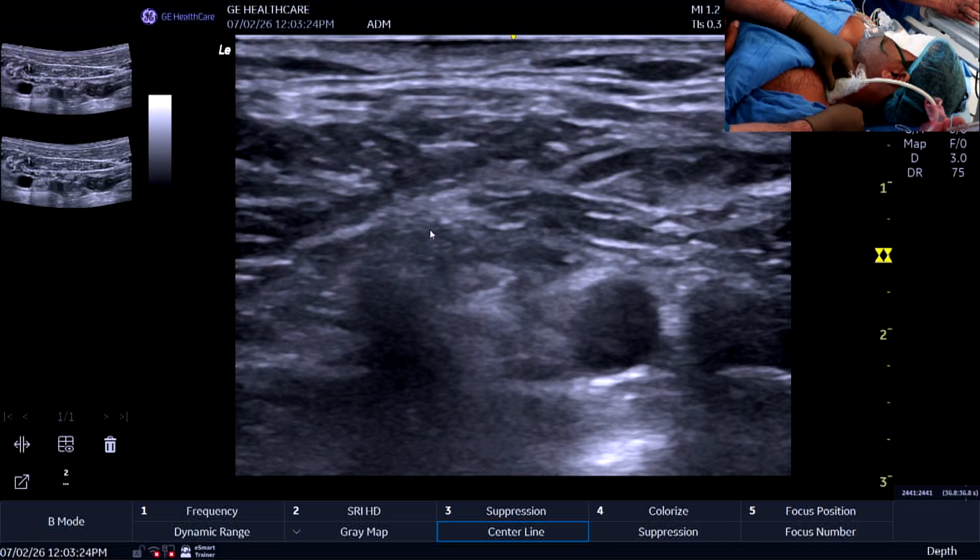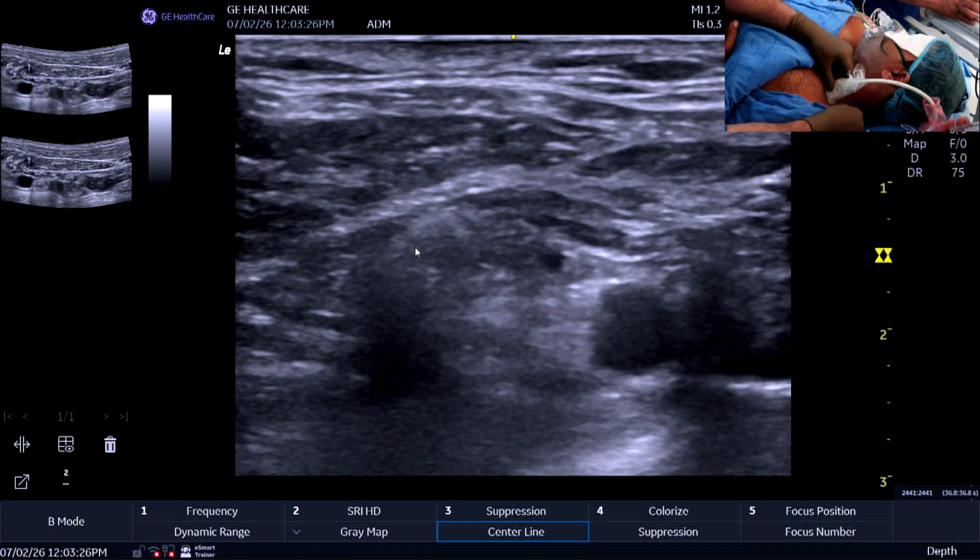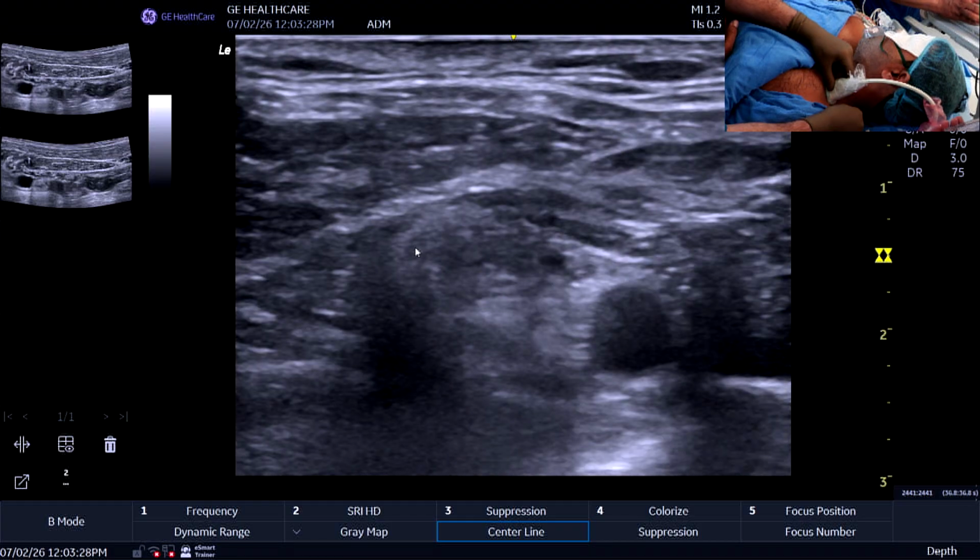You will always feel a small pop. You could feel a small pop there. Yeah, inject very slowly, very slow.